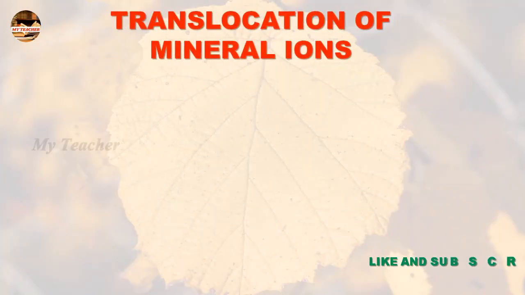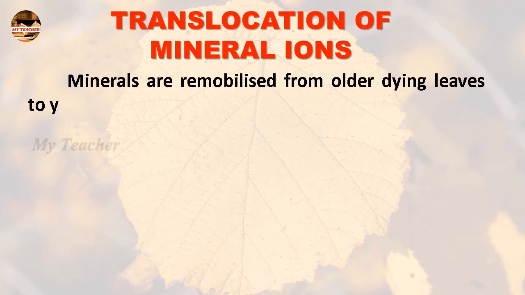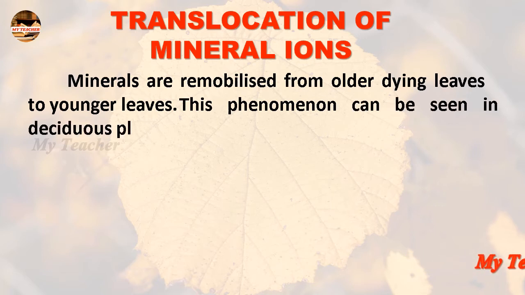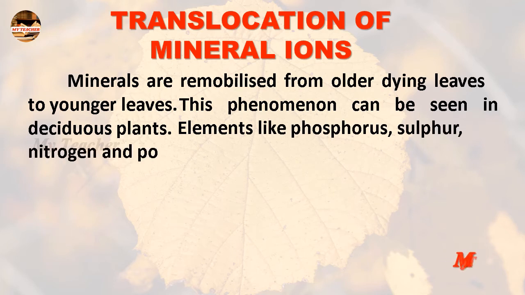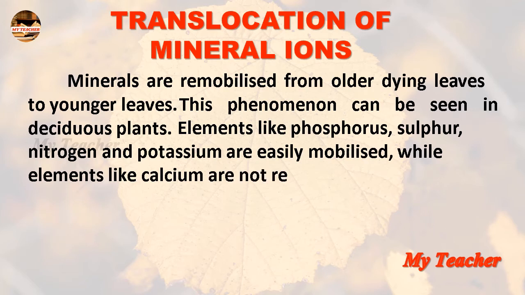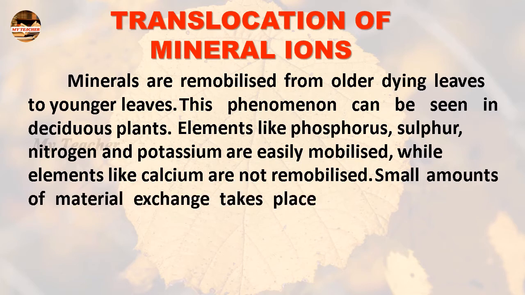Translocation of mineral ions. Minerals are remobilized from older dying leaves to younger leaves. This is a method of saving the minerals. This phenomenon can be seen in deciduous plants. Elements like phosphorus, sulfur, nitrogen and potassium are easily mobilized, while elements like calcium are not remobilized. Small amounts of material exchange take place between xylem and phloem.